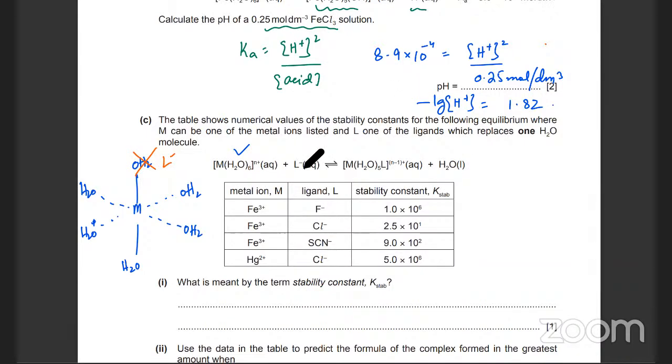Okay, is this clear? Ethan, Mohammed, is this clear? Abdullah, is this clear? Yes, sir.